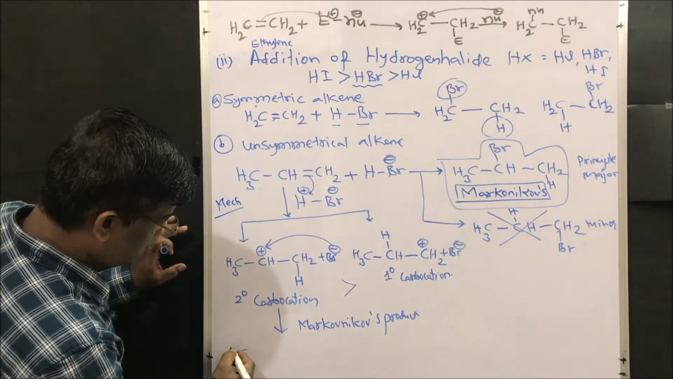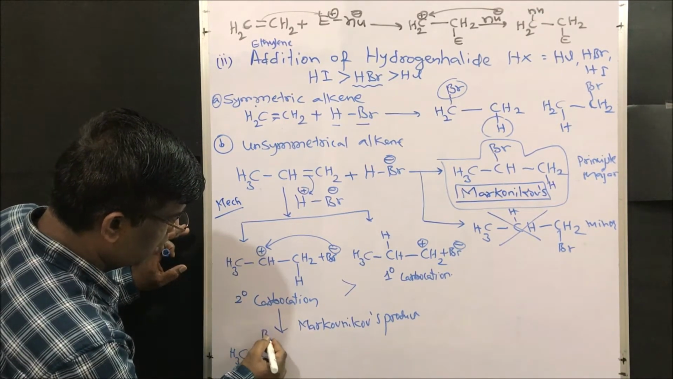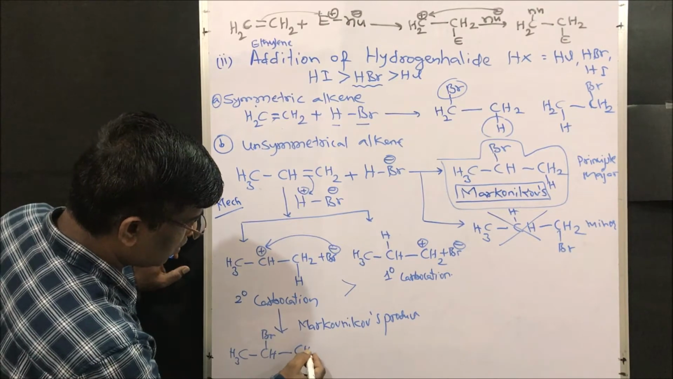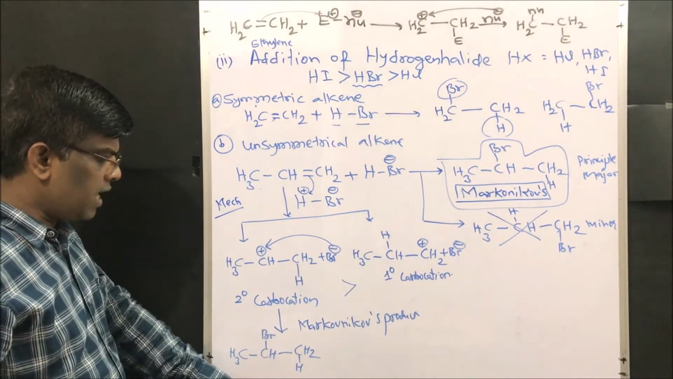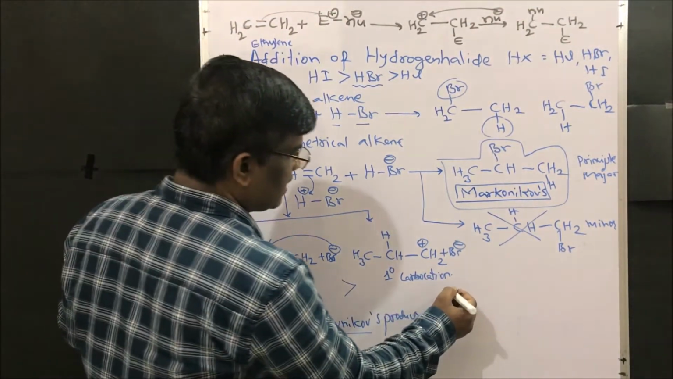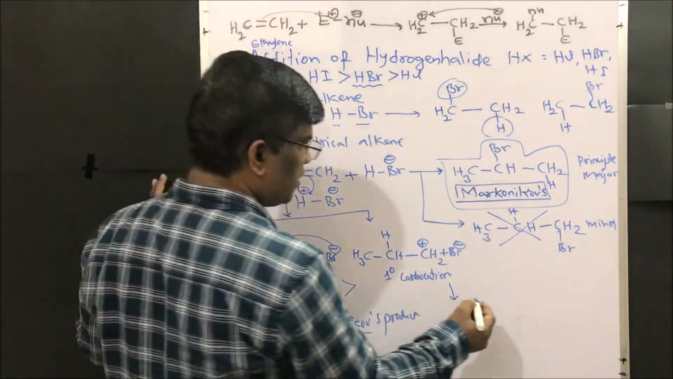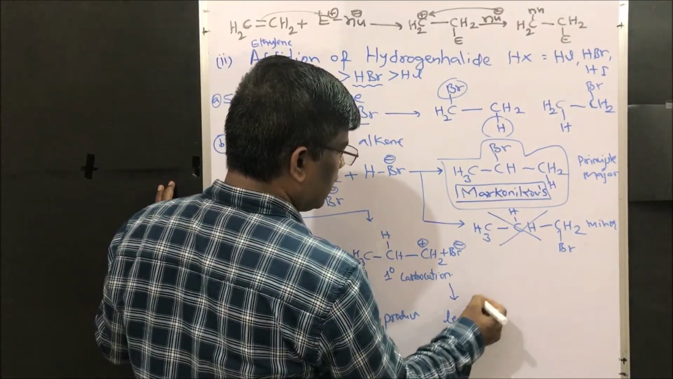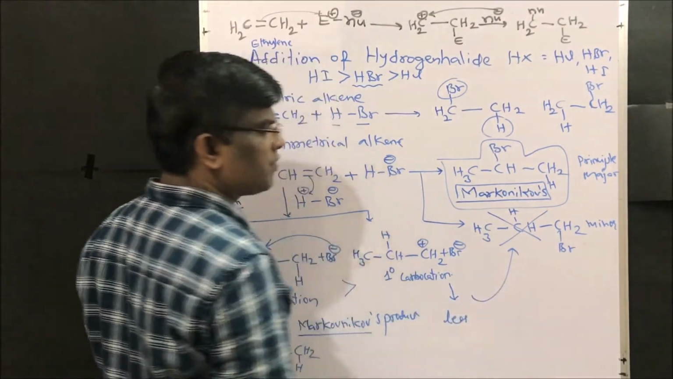2-bromopropane, CH3 CHBr CH3. It will be formed in a major amount. This is Markovnikov's product, whereas the other usually will not form. Even if it forms, it will be in a small amount. That product is the anti-Markovnikov's product.